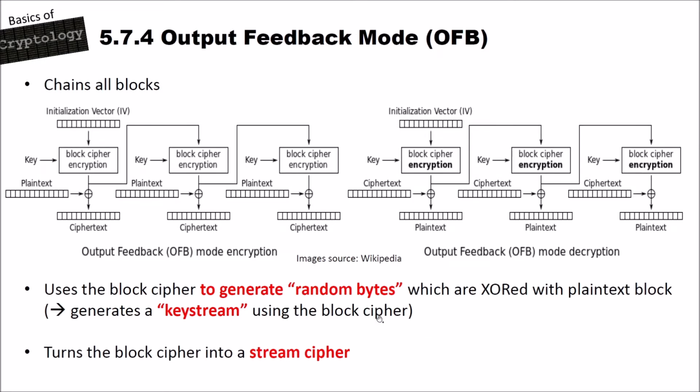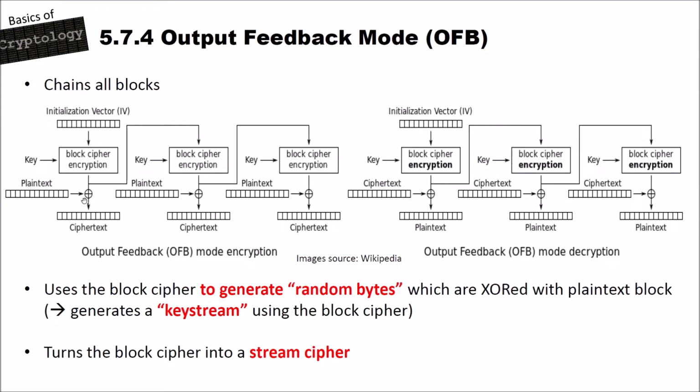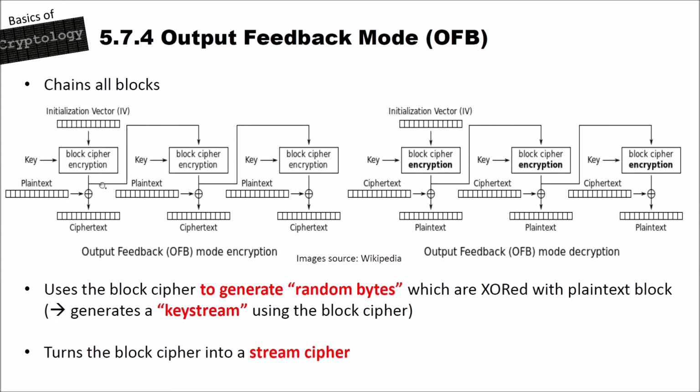Now let's have a look at the final mode. And this is the output feedback mode, or OFB for short. And this also chains all blocks. And it basically behaves like the mode before. But as you can see here, in this part of the diagram, there's a small change. Because instead of using the ciphertext as input for the next block, it uses the block cipher output as input for the next block.